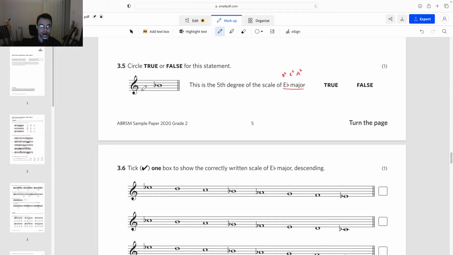So let's write out E flat there. Okay, so there's our E flat going to be. Put a flat sign before it. And let's count and see if this is 5 notes above. E flat, F, G, A flat, B flat. 1, 2, 3, 4, 5. So yes, B flat is the 5th degree of the scale of E flat major.